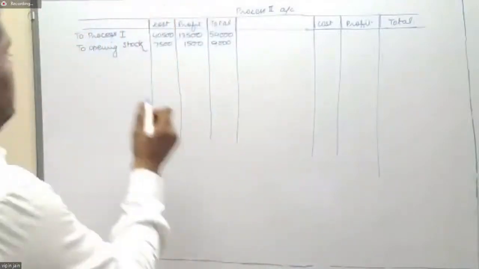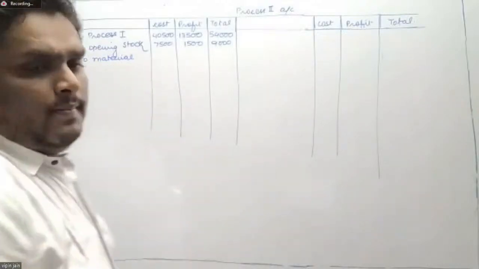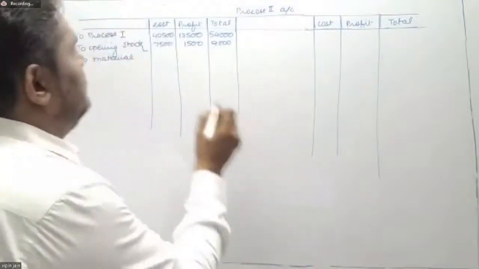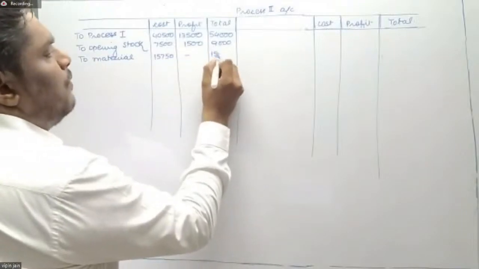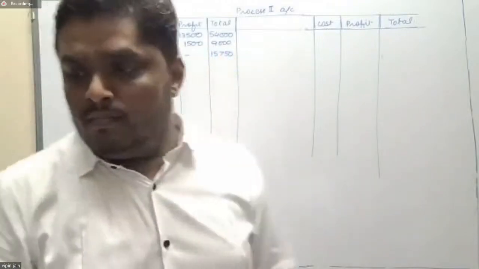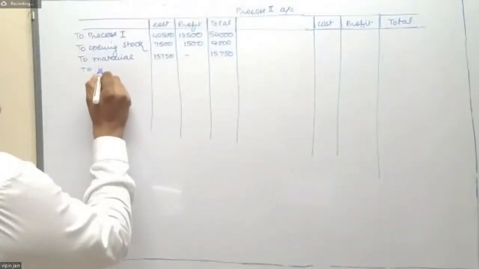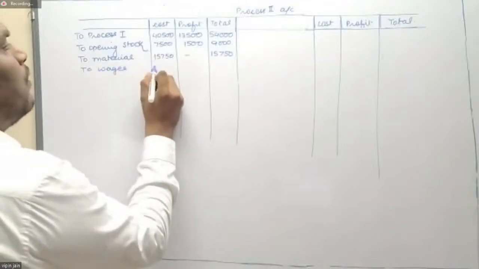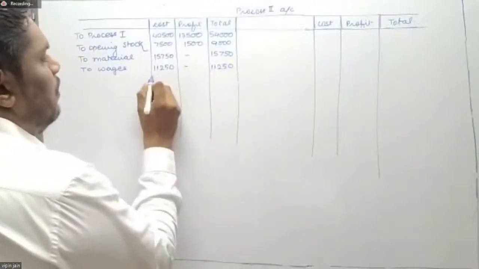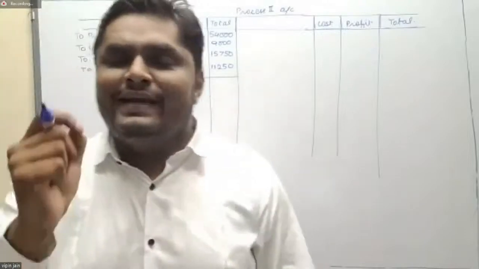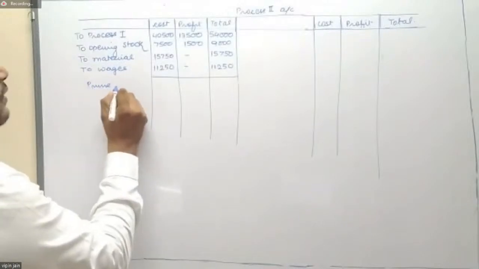Now material, $15,750. Wages 11,250. Since it is given that closing stock is to be valued at prime cost, so we'll first calculate the prime cost.